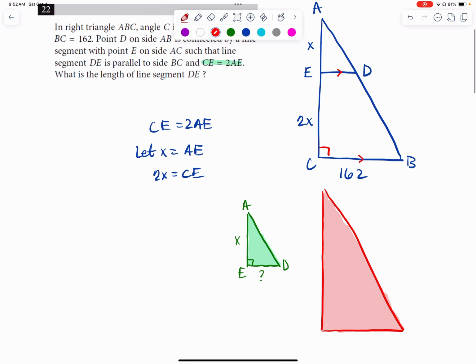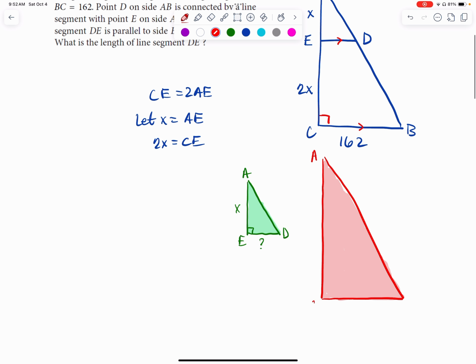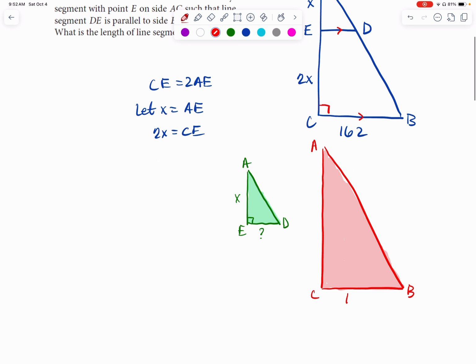Now, of course, you don't need to do all this. I am just trying to help you understand exactly what is happening here geometrically, okay? Especially for the handful of us that missed this question. Okay, so let's label some stuff here. We got the 162, obviously, for BC.